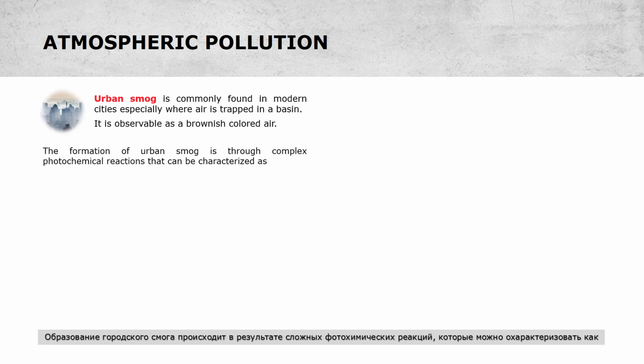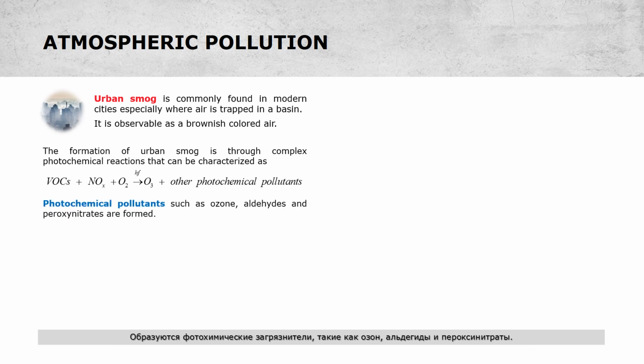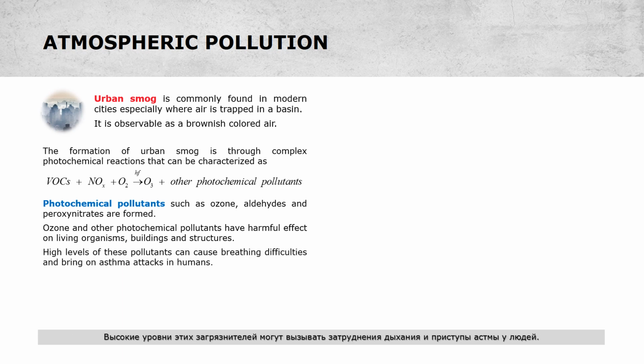The formation of urban smog is through complex photochemical reactions that can be characterized as the interactions of volatile organic compounds, nitrogen oxides and sunlight in the atmosphere, which forms ground-level ozone and other photochemical pollutants. Photochemical pollutants such as ozone, aldehydes and peroxynitrates are formed. Ozone and other photochemical pollutants have harmful effect on living organisms, buildings and structures. High levels of these pollutants can cause breathing difficulties and bring on asthma attacks in humans.